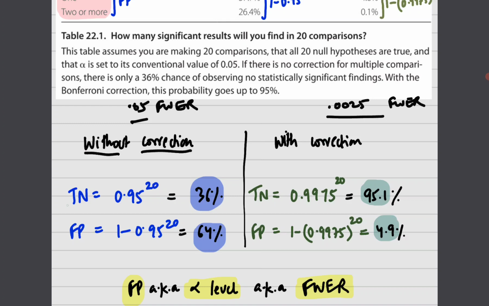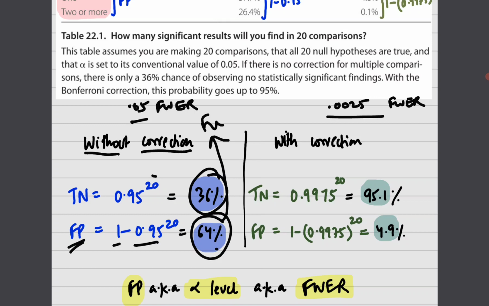Without correction, the true negative value will be 0.95 raised to the power 20. So that will be 36%, and the family wise error rate will be 1 minus 36%, 100 minus 36%, that is 64%. So 64% is the family wise error rate when we have not done any Bonferroni correction.